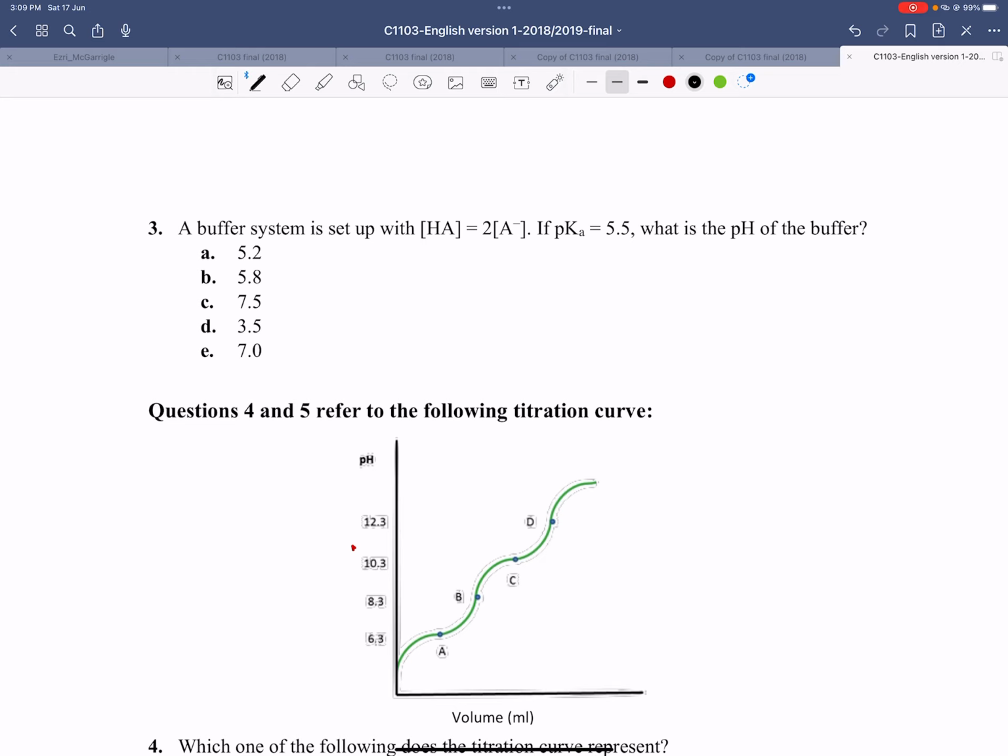So in number 3, a buffer system is set up with a concentration. We already know what a buffer is. You have an acid and its conjugate base. It's already set up with the following conditions, and your pKa is 5.5.